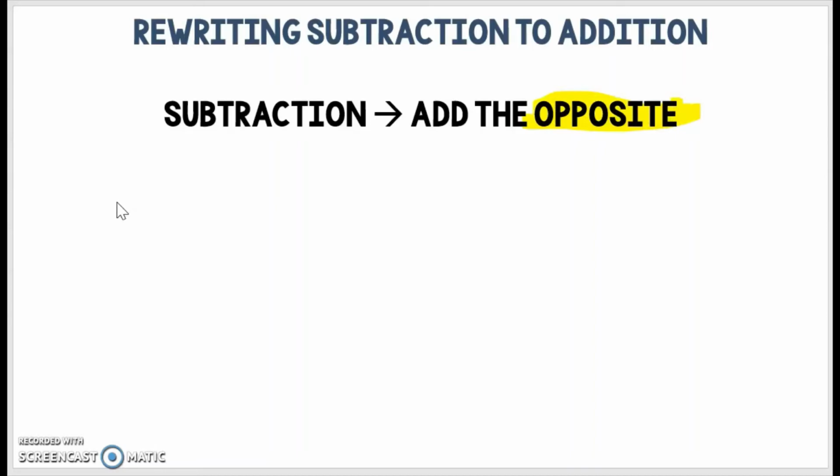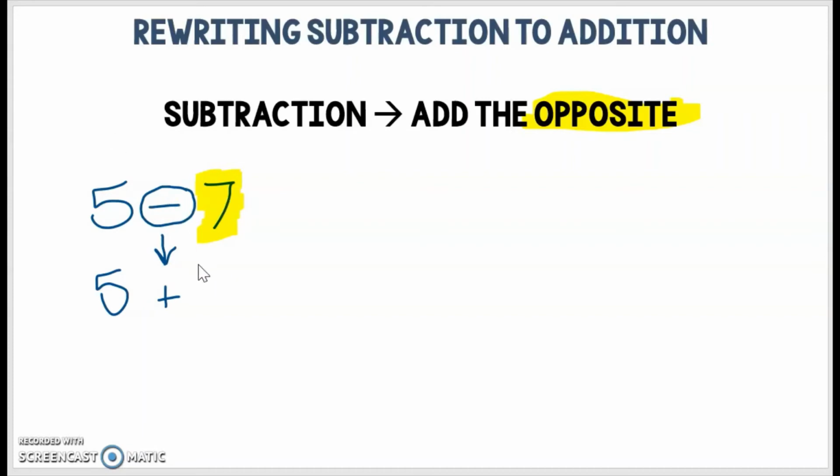So let's look at the numbers 5 minus 7. Again, I'm going to circle this right here so we can see that it's a subtraction sign. Okay, so we're going to have 5. Instead of subtract, we're going to change this to an addition, and we're going to add the opposite of this second number. The opposite of 7 is -7, because this symbol right here is a subtraction symbol. It's not a negative. So the opposite of 7 will give us -7.